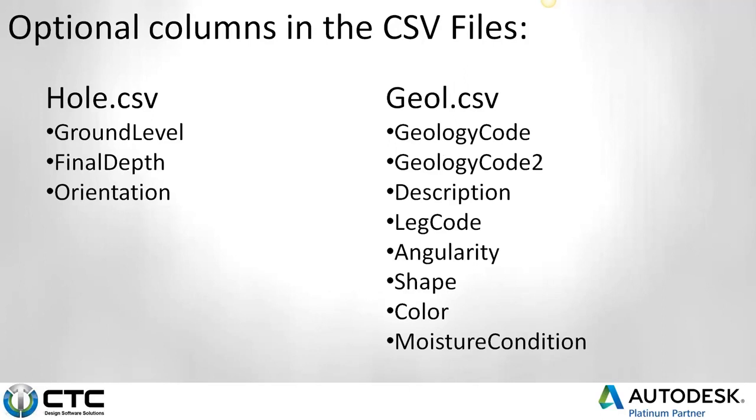So optional columns that we can have in there, I can have the ground level. So if you know what the ground was shot at, you can plop it in at the depth, so the ground level, final depth, orientation. And then the other one is the geology codes, code 1 or code 2, a description, a lake code, angularity, shape, color, or moisture condition. So there's a handful of other things that you can actually show in your table above and beyond what's required.